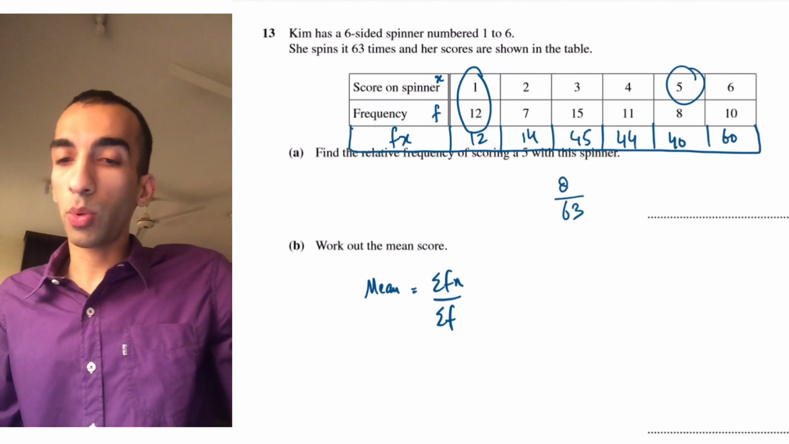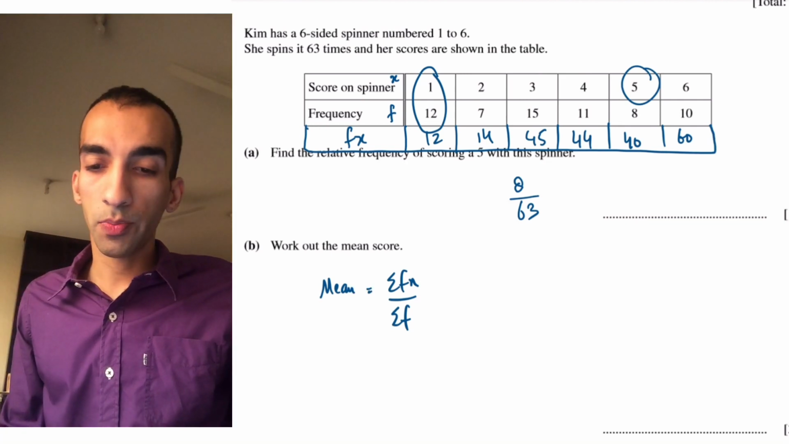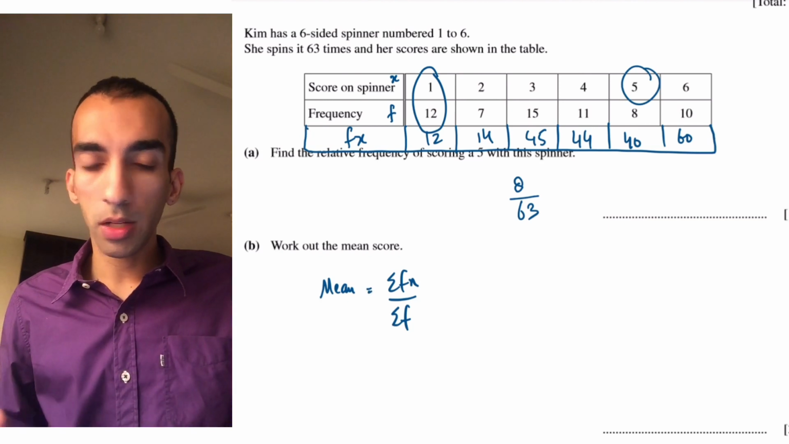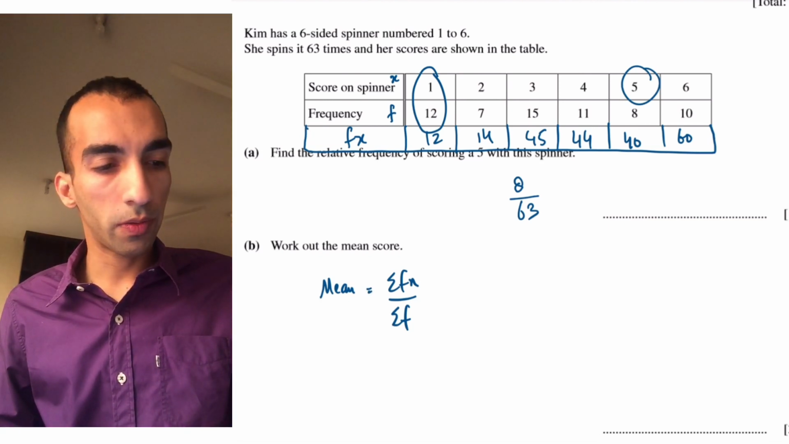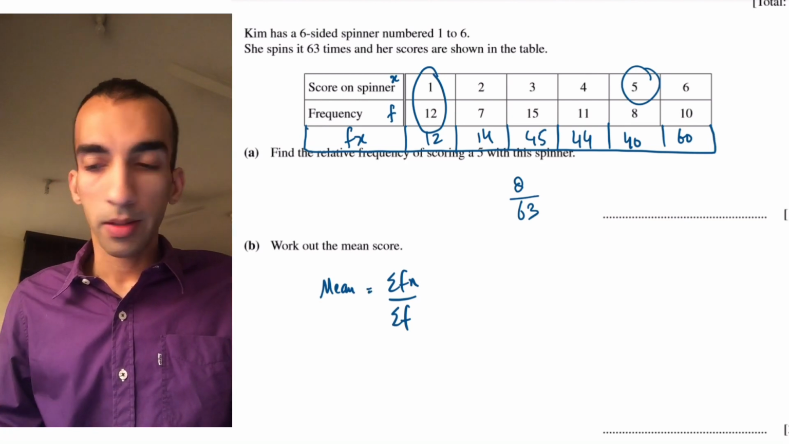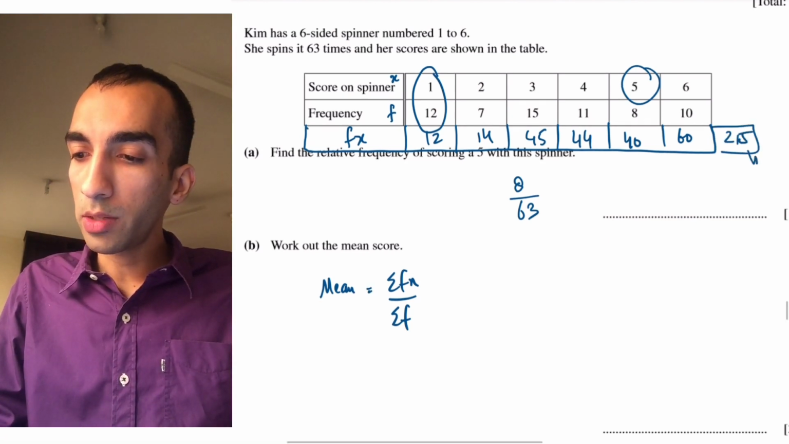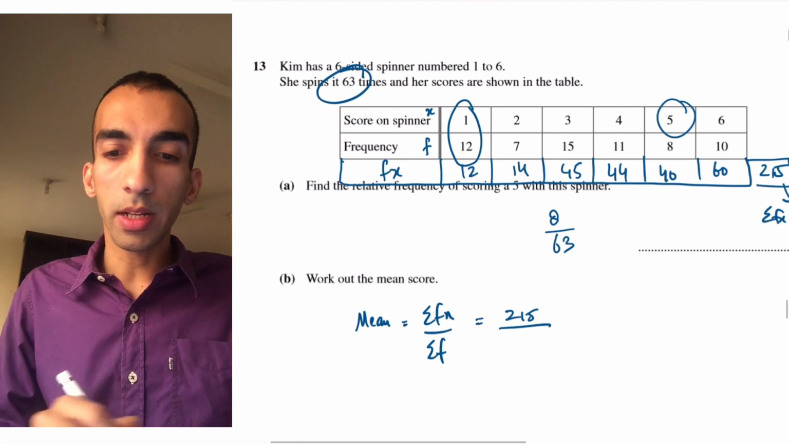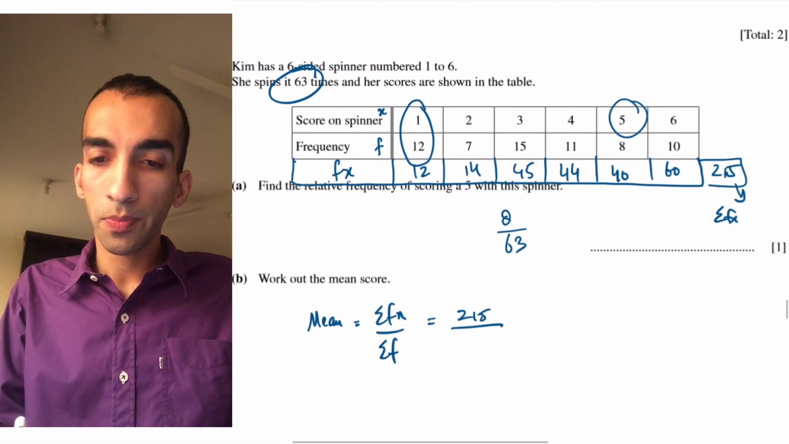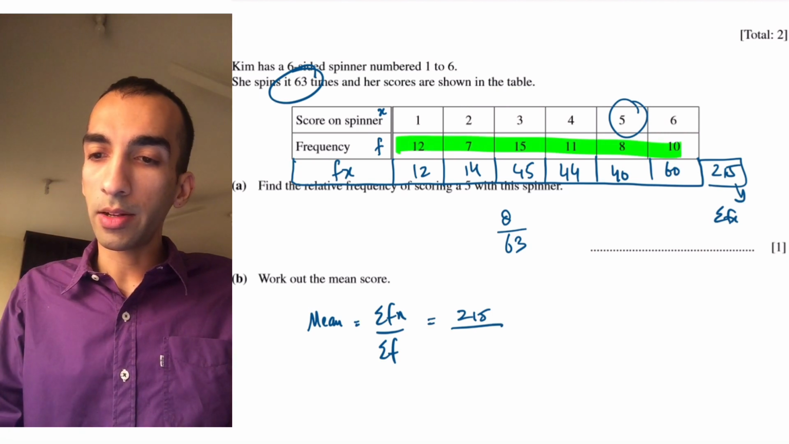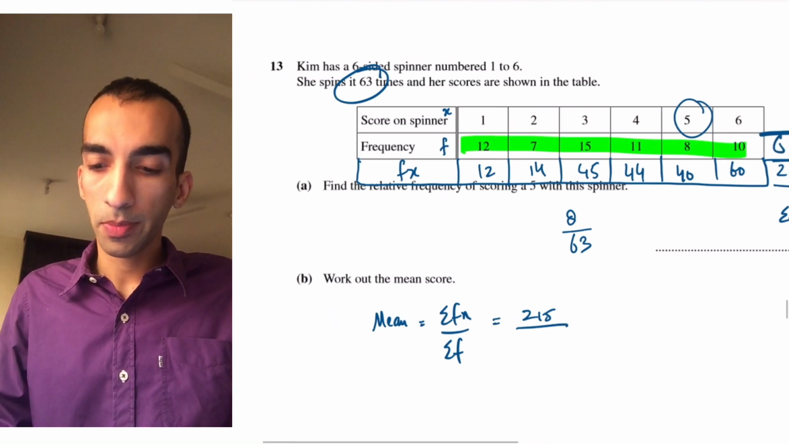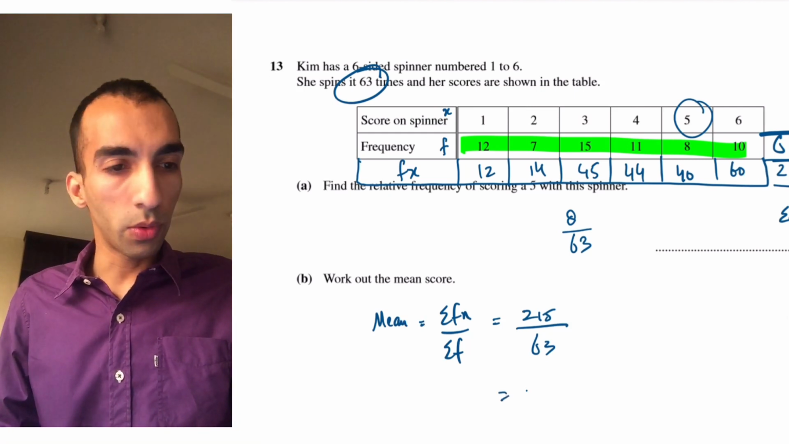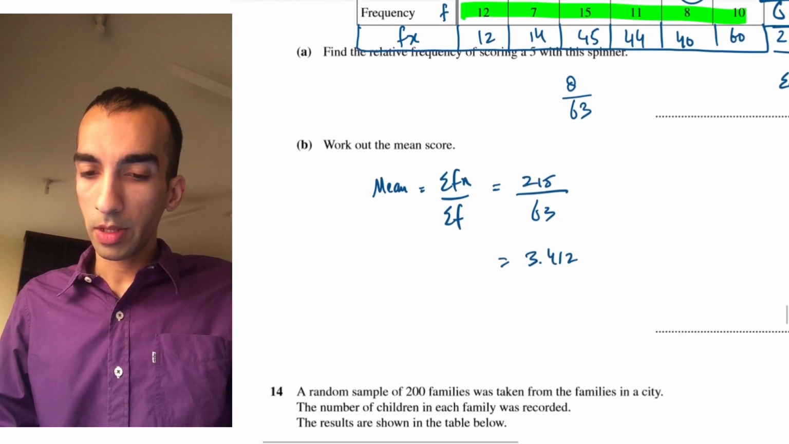I'm not going to explain why I've done this, because this is once again a part of statistics, which is a topic for another day. In fact, it's already uploaded on my YouTube channel. 12 plus 14 plus 45 plus 44 plus 40 plus 60. That gives us 215. You call this value sigma fx. So this goes in the numerator, 215. Sigma f is already written over there. Or in other words, you can add this particular row and get that number, and that will come out to be 63. If you divide 215 by 63, you get 3.412, and that's your mean score.